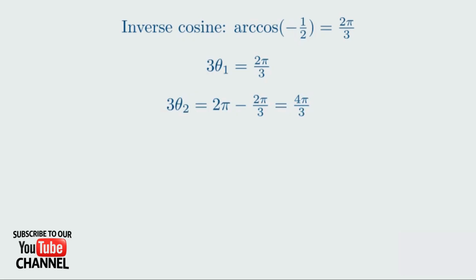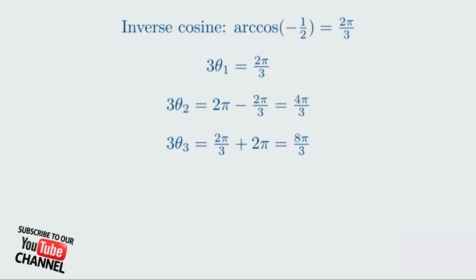The cosine function has a period of 2 pi. We can add 2 pi to our first solution to get another one. Adding 2 pi to our first solution gives us 3 theta equals 2 pi over 3 plus 2 pi, which is 8 pi over 3. If we added 2 pi again, we would get 14 pi over 3. The cosine of 14 pi over 3 is the same as the cosine of 2 pi over 3. So using 14 pi over 3 would not give us a new distinct root.